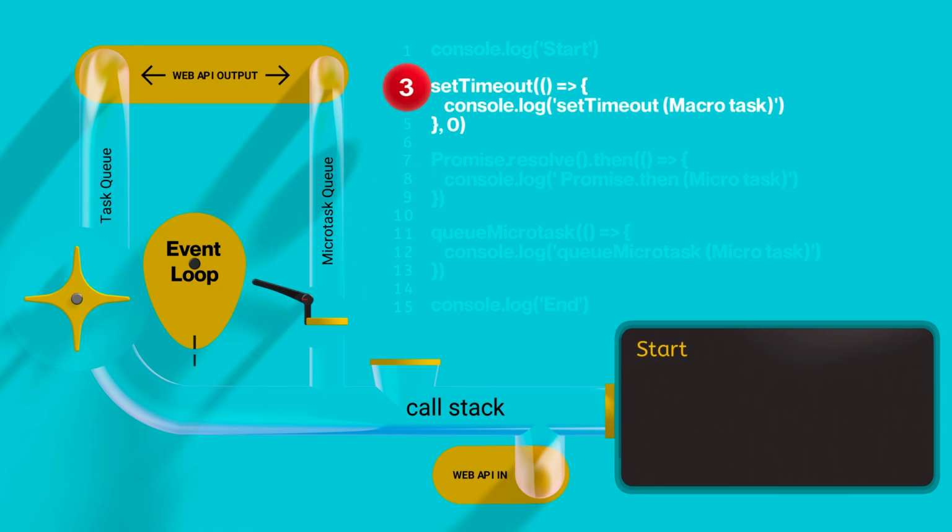Next, we encounter a setTimeout call with 0 delay on the third line. Even though the delay is 0, this call does not execute immediately. Instead, it is scheduled as a macrotask and sent to the web API, whose job is to track the timeout. Once processed by the web API, the macrotask moves to the task queue, where it waits to be executed.